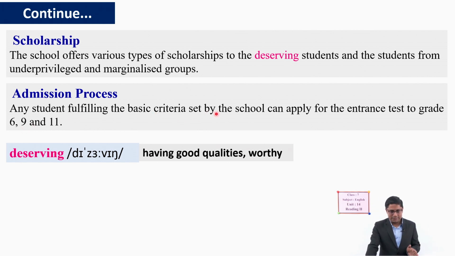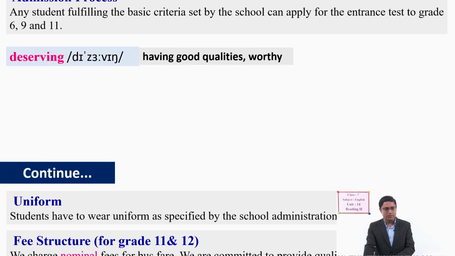Such criteria that are set by the school, the list of criteria that they have to meet, then they can apply for the entrance test. See there, that means they will take the examination before admission. If you pass the exam, you will get admission. So you can get admitted there only in grade 6, 9 and 11. Okay, that is the provision for admission.